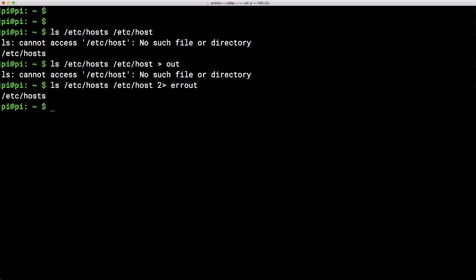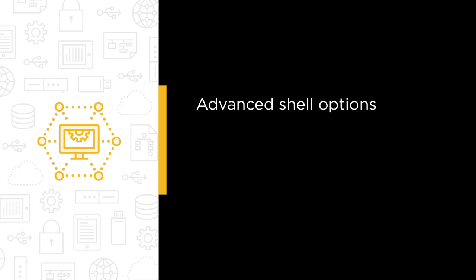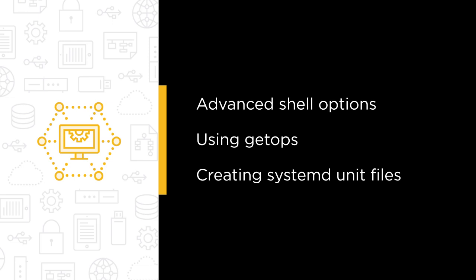As you progress through this course, you will learn the features that can be enabled to make interactive shells more useful. And of course, you will learn how to collect user input by using options before moving on to creating scripts that can run as services. Some of the major topics that we cover will include advanced shell options to aid directory navigation, using getopts to process command line options, as well as, of course, creating systemd unit files.